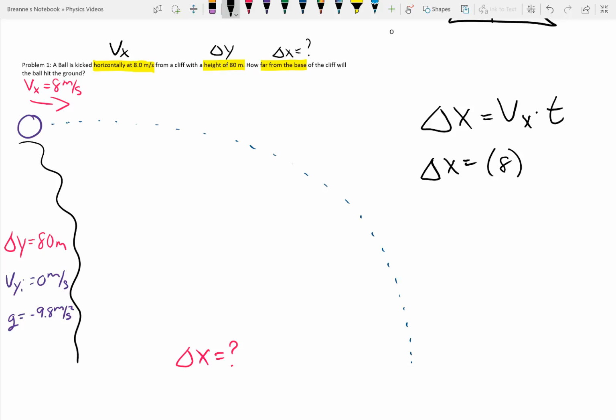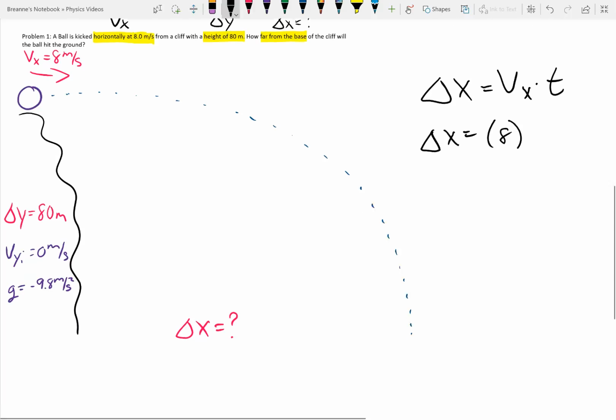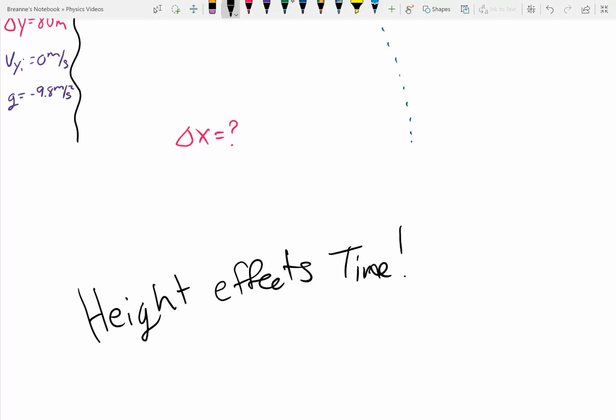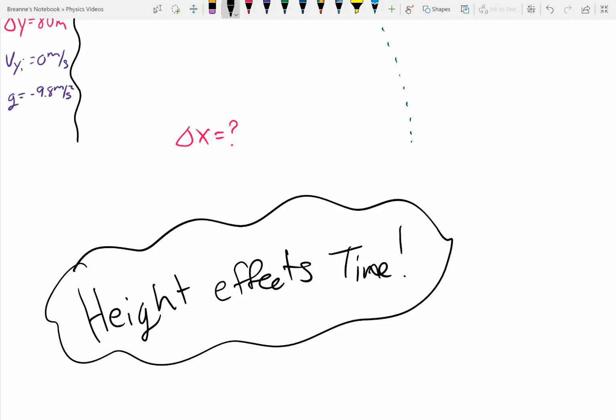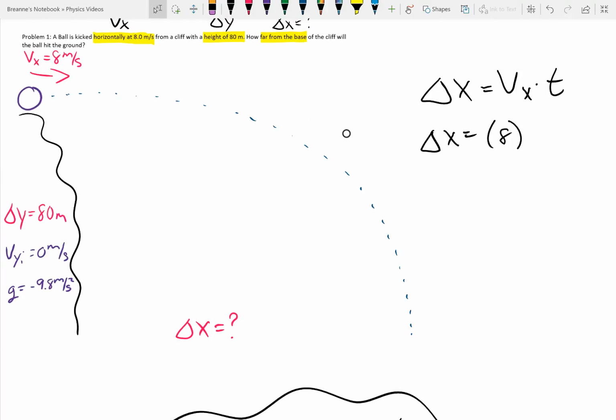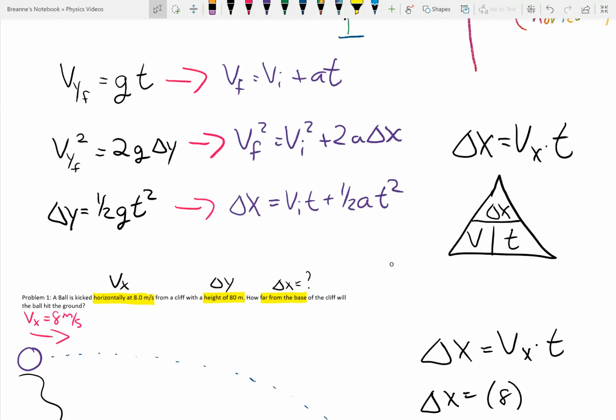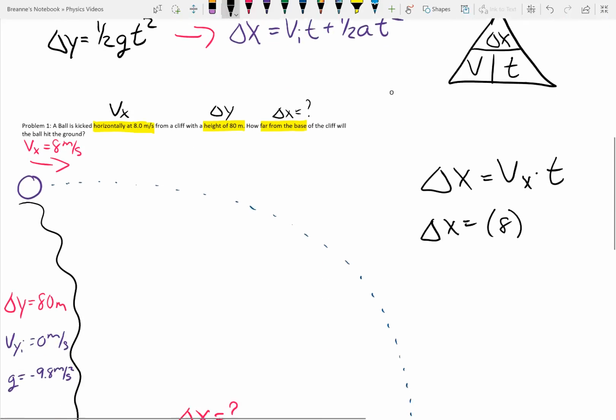But remember from our notes, what affects time? Height. Yes, very good. Don't forget, height affects time. So if you're missing time, you can go to your y. Let's look at our equations and see which one has height and time in it. Well, this one has height, but no time. Oh, we have height and time, and we know gravity. Woohoo!